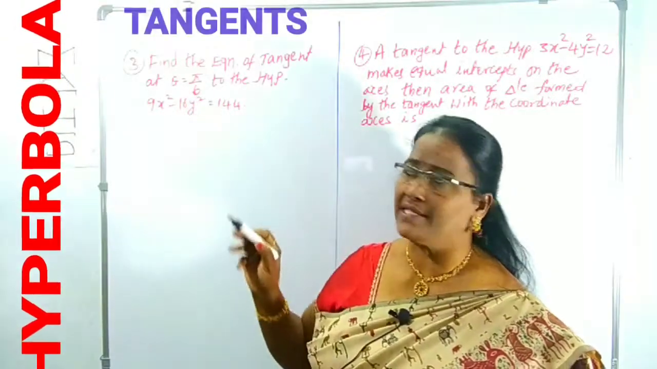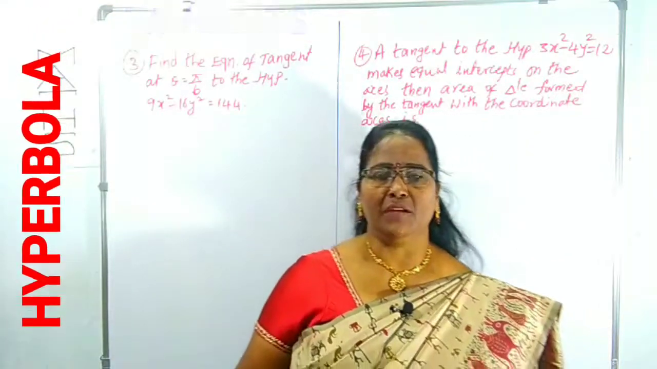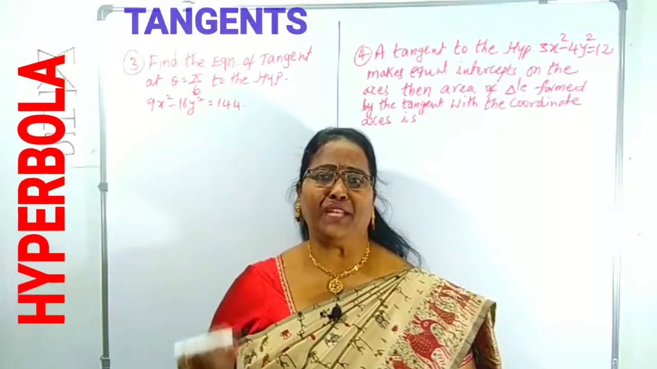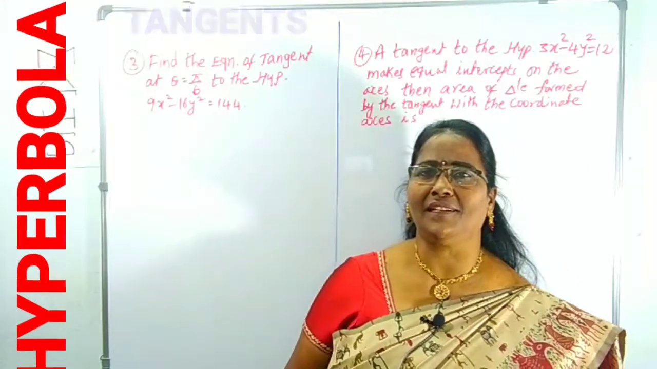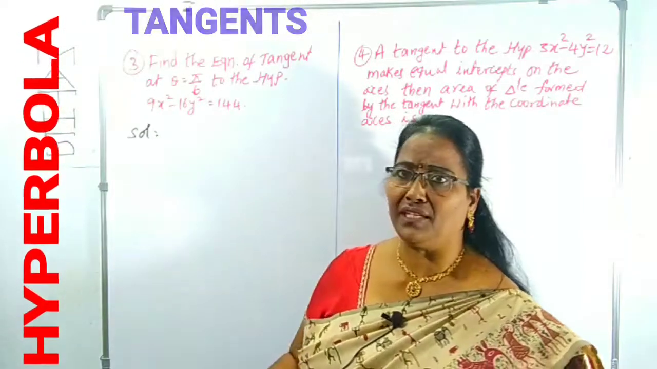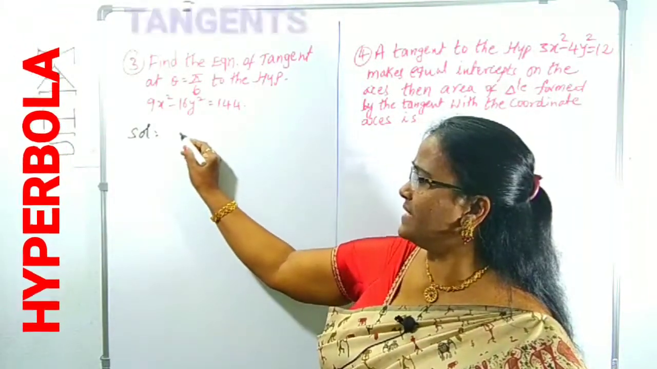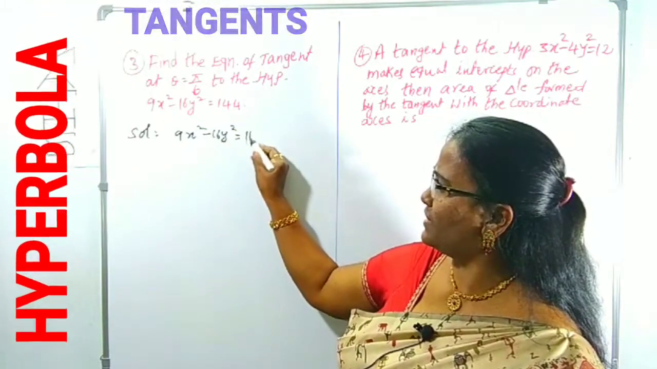The parametric angle, called theta, is pi by 6 on the hyperbola. This indirectly asks for the equation of the tangent at the parametric point. Before we start the equation of the tangent, we can rewrite this as 9x square minus 16y square is equals to 144.